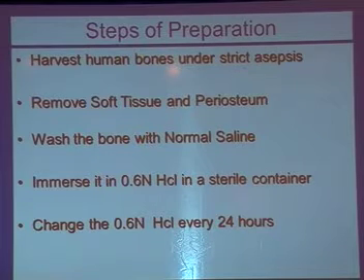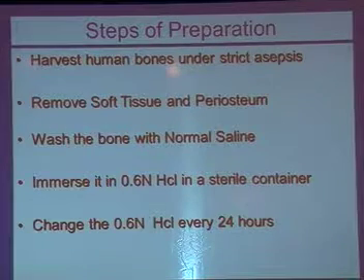The bone was harvested and prepared in the bone bank in the Department of Orthopedics. From patients undergoing arthroplasty and amputation, the bone was taken after informed consent. All the soft tissue and the porosity was removed from the bone. The bone was washed with normal saline and immersed in a freshly prepared solution of 0.6 normal HCl in a sterile container. Thereafter, the 0.6 normal HCl was changed every 24 hours.